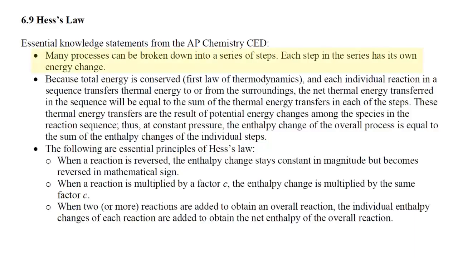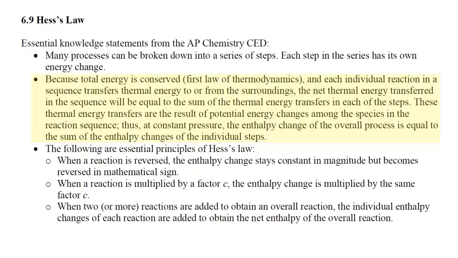Many processes can be broken down into a series of steps. Each step in the series has its own energy change. Because total energy is conserved, first law of thermodynamics, and each individual reaction in a sequence transfers thermal energy to or from the surroundings, the net thermal energy transferred in the sequence will be equal to the sum of the thermal energy transfers in each of the steps. These thermal energy transfers are the result of potential energy changes among the species in the reaction sequence.